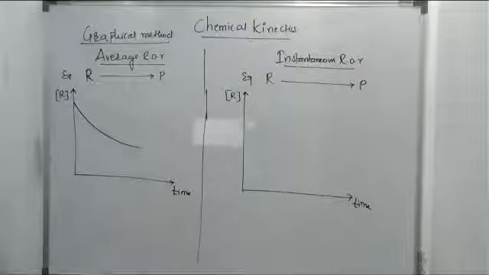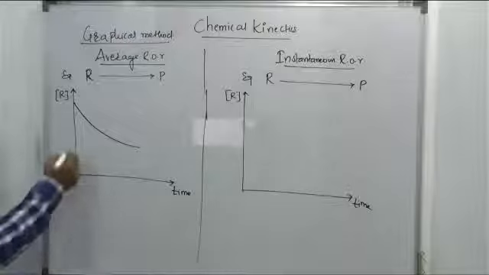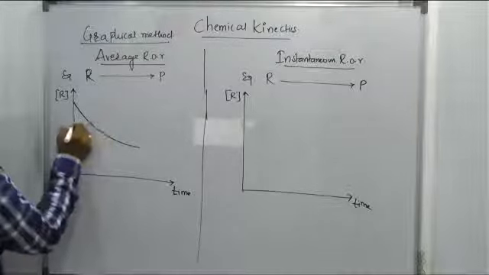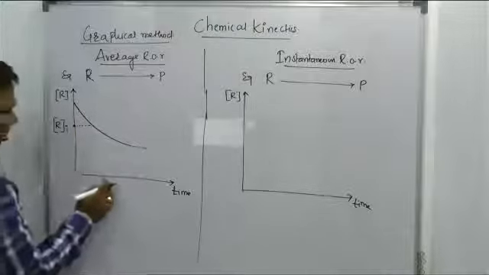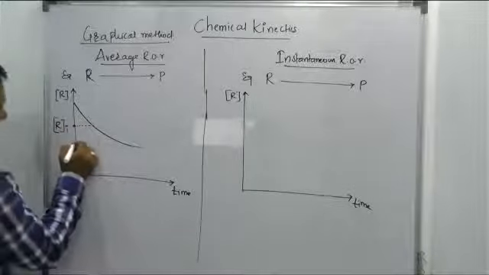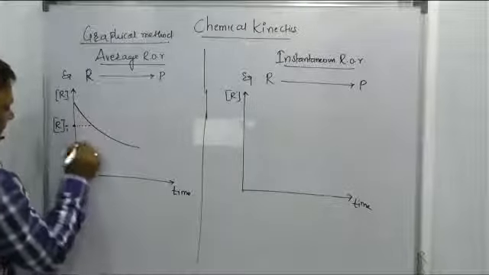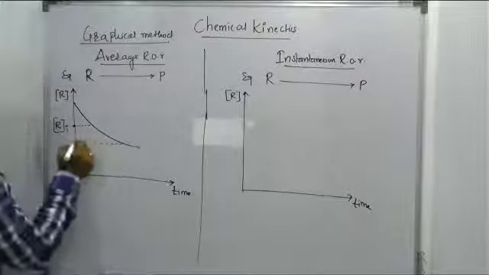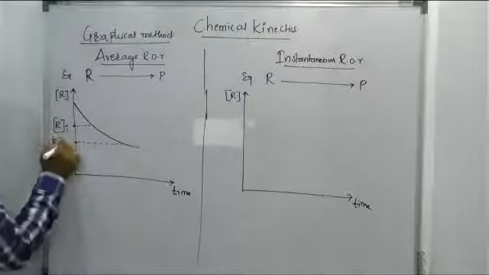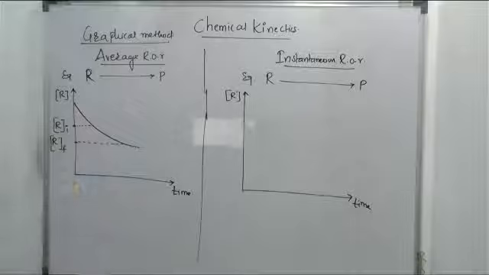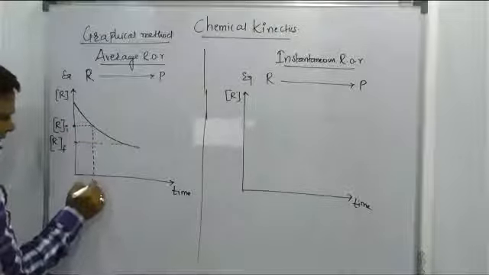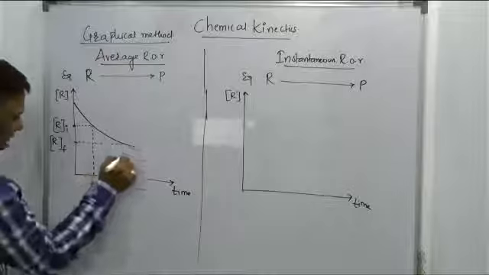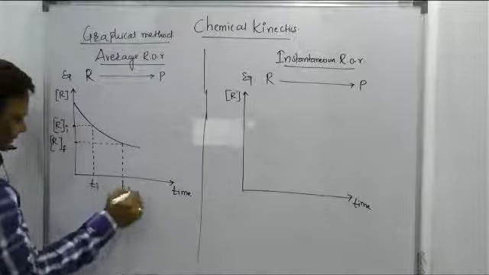That means initially the concentration of reactant is here. This one is the initial concentration of reactant. As time goes on, the concentration of reactant decreases and it goes to here. So this point is the concentration of reactant at that particular instant of time. I means initial, F means final. So this is the time Ti, and this is the time Tf.